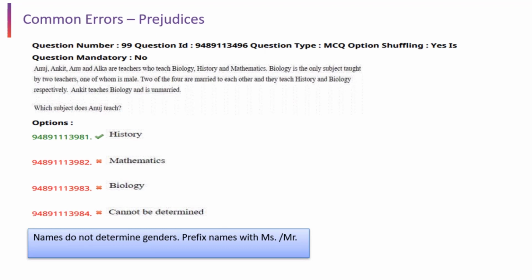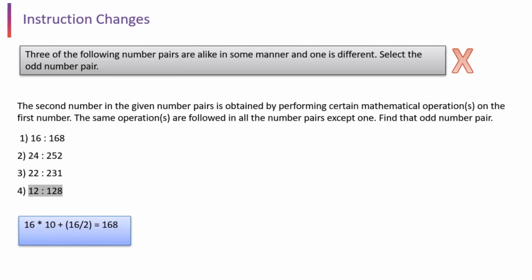So these were a few very, very common errors I thought I'd just talk to you about. And these are all questions which I've taken from the exam which were dropped because of these errors. We have also changed a few instructions lately because we have faced a few objections. And these instructions will come to you later in the sample questions that we'll send to you.